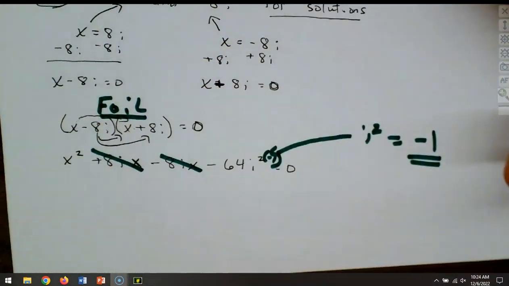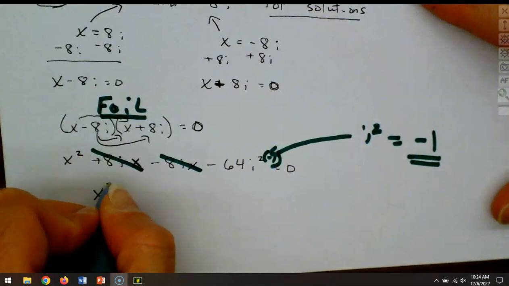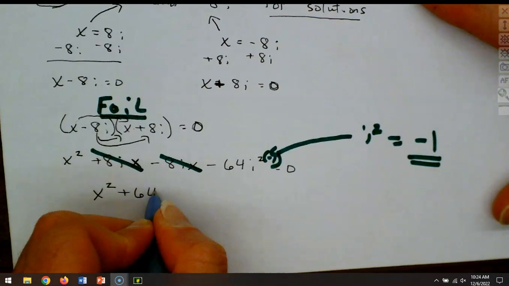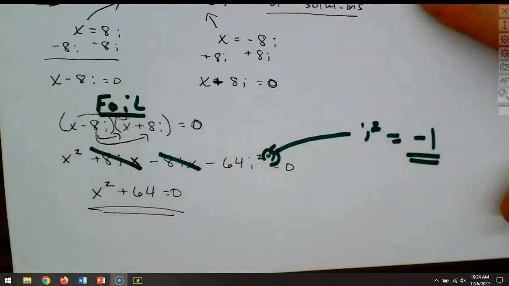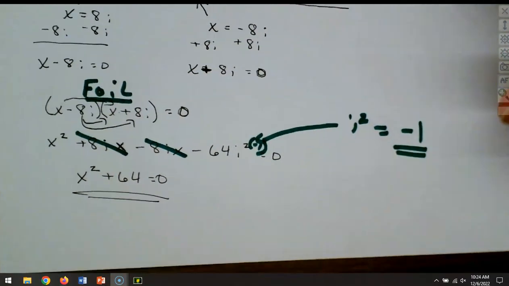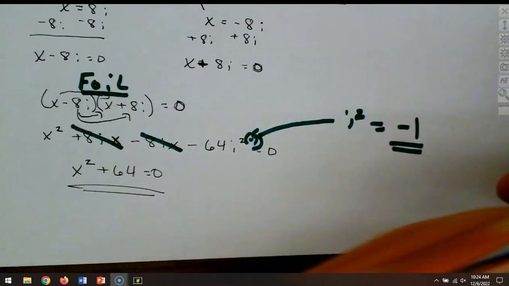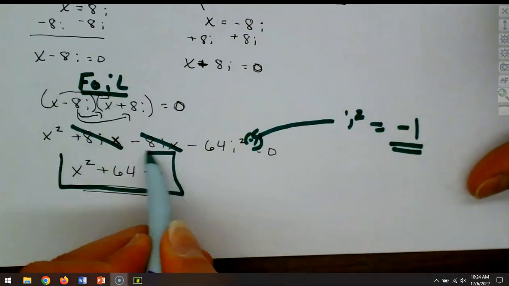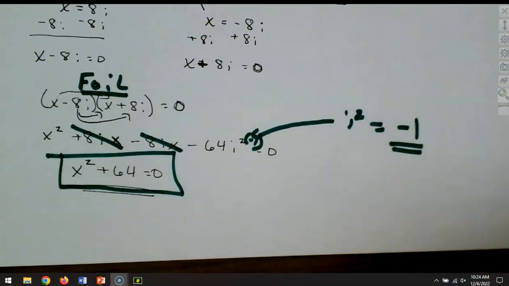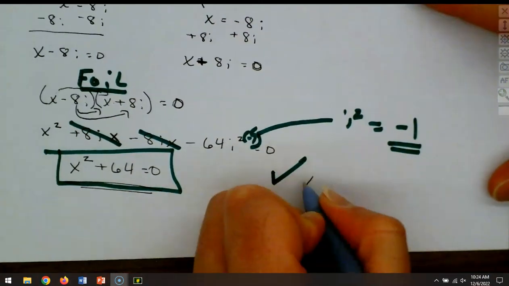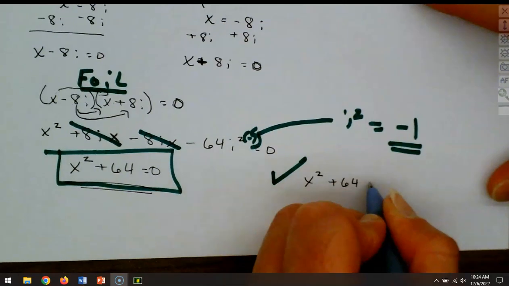Okay, so that makes that a negative 1 there. And then what do we have? We are left with an x squared. Negative and negative makes it a positive 64. And that equals what? 0. How can we check and make sure we did it correctly? Okay, we have our answer, but let's see if it makes sense. How would you check x squared plus 64 equals 0?